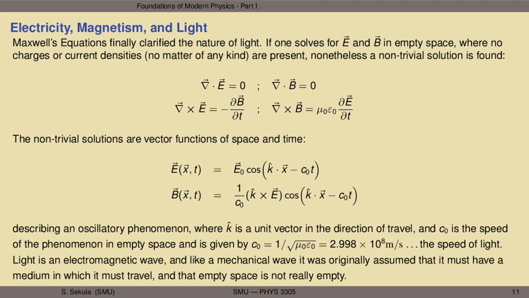Sound travels in air. Water waves travel in water. They are distortions of a medium. And so it was presumed that light must too be some kind of mechanical wave. And that means that seemingly empty space couldn't really be empty. Something's got to be there that distorts to allow this wave to travel. That was the assumption based on mechanics.